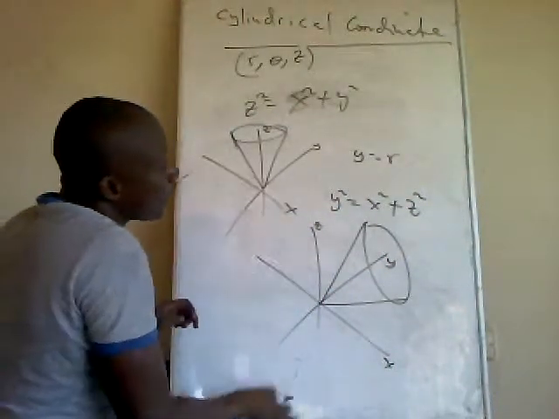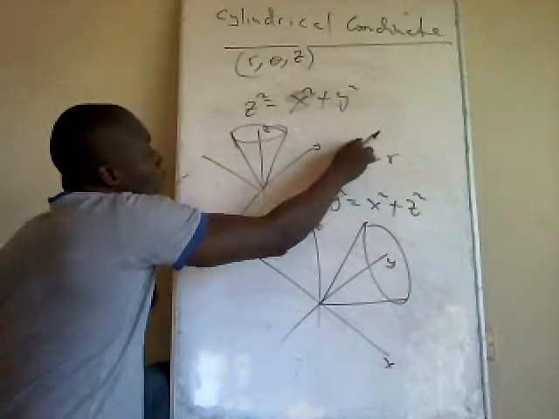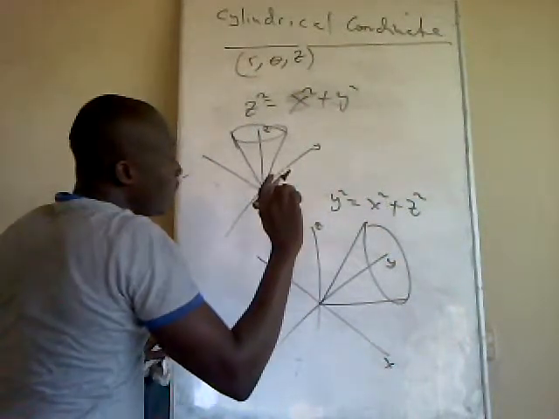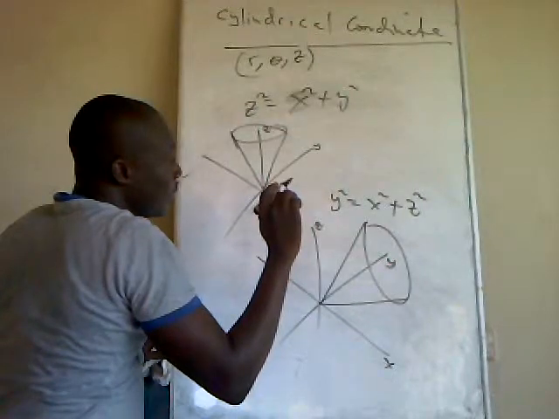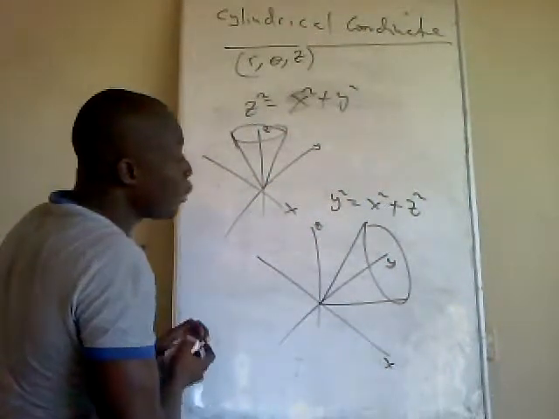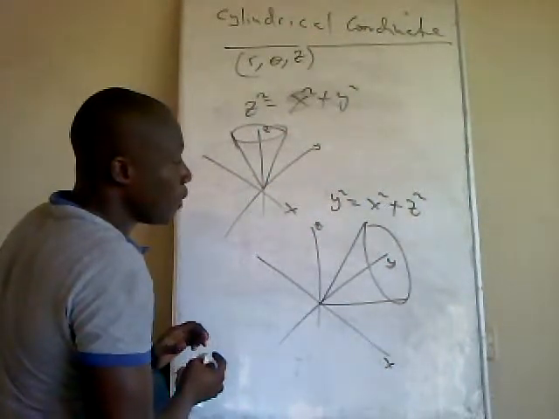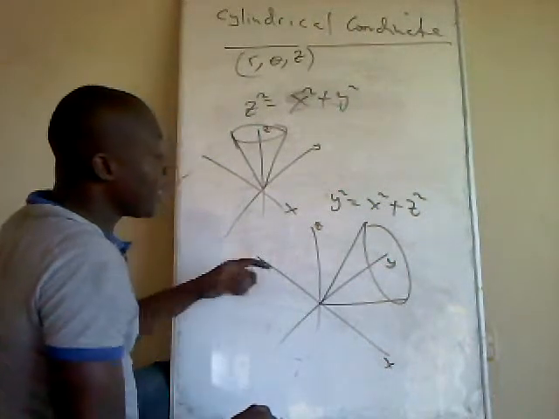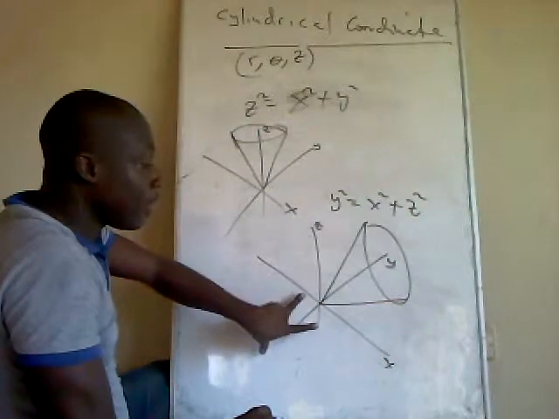Oh, sorry. I'm so sorry. Let me leave it there. I don't want to confuse you. But just know that this is a cone about the y-axis.